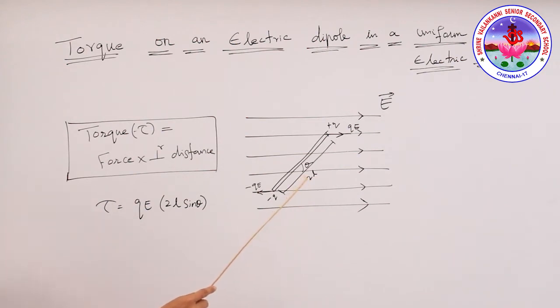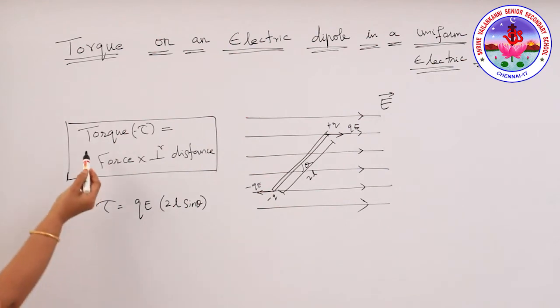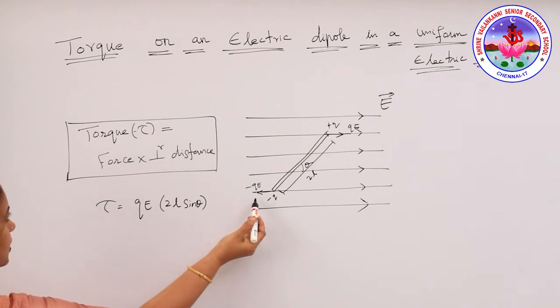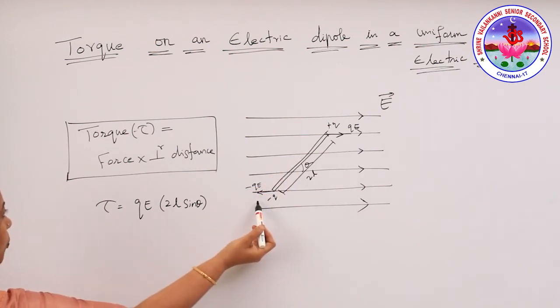See, the force qE will be acting equal and opposite on this dipole. So, what will happen? The net force will be 0, but it will produce a couple. So, there is no translatory motion in this. It will produce a couple. The couple will produce the torque. The torque, which means what? Equal and opposite forces, it will produce equal and opposite forces.